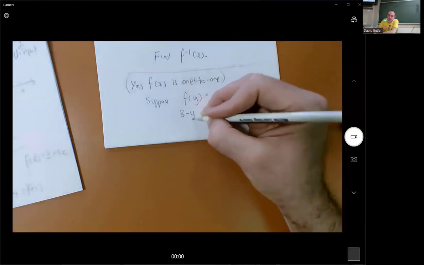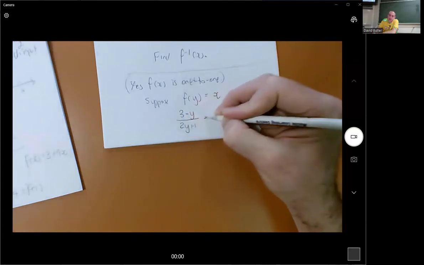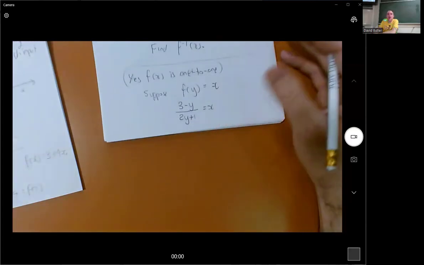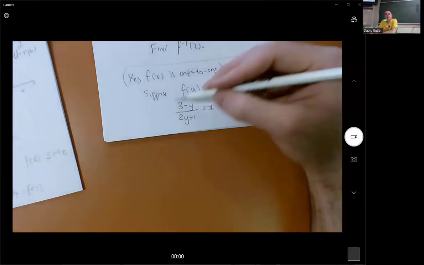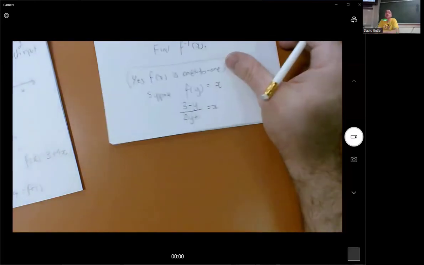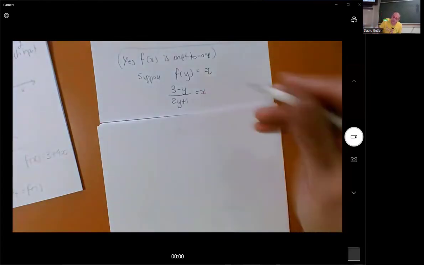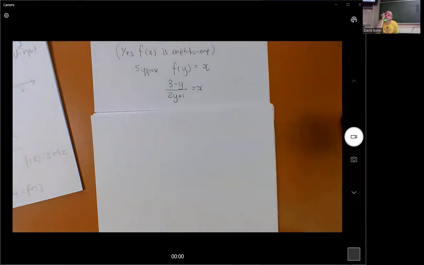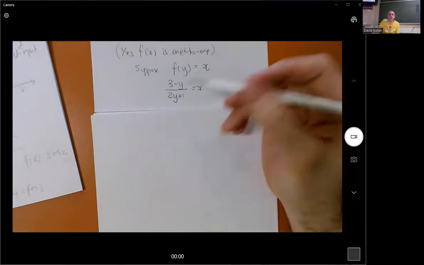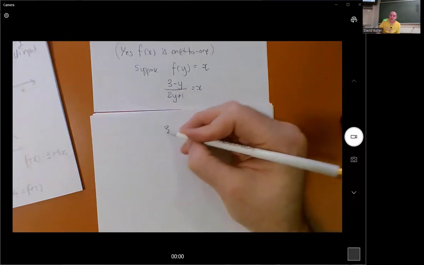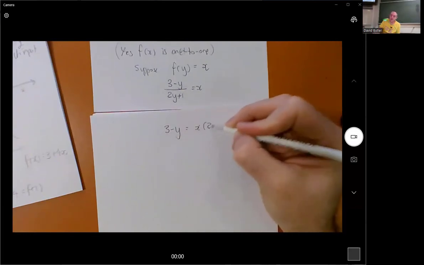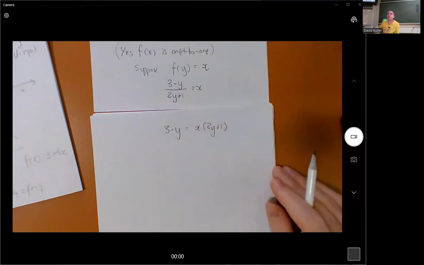So I've got (3 minus y) over (2y plus 1) is equal to x. And then I have to figure out what the value of y is that produces this x. So I'm going to have to unwrap this and figure out what y is equal to. So let's have a look at this. The most annoying thing about this is the fact that there's a y on both the top and the bottom. I'm going to remove that annoyance by removing this from the bottom. I'm going to multiply both parts of this by 2y plus 1, and now it will look like this.